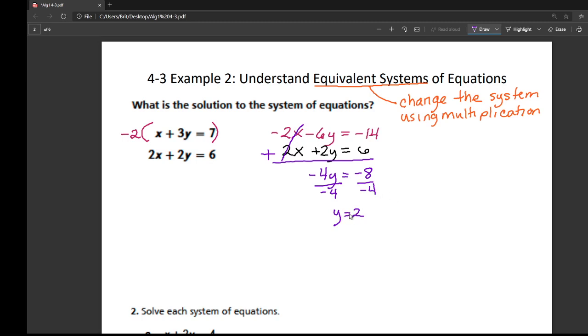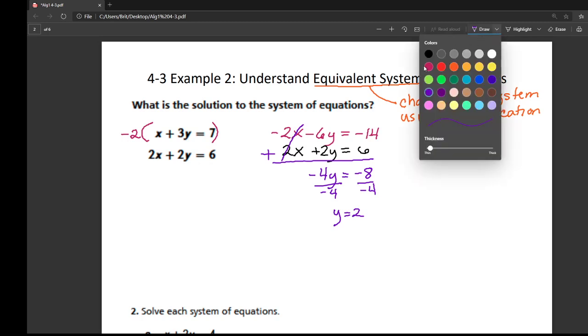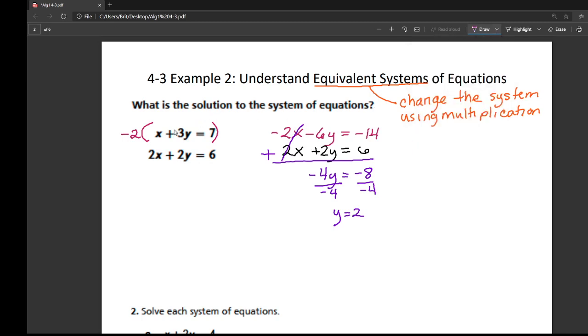So when I go to substitute that y equals 2, I can do it into either of the red equations, or I could substitute it into the black equation. It doesn't matter. I'm going to go ahead and substitute it into the original red equation just because it looks a little easier for me. So I have x plus 3 times y. And remember, when you substitute that 2 in for y, you have to use parentheses.